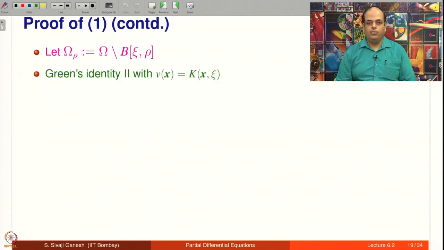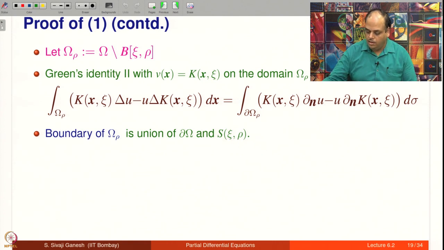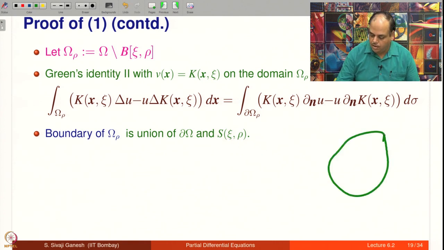Green's identity 2 with v equal to k of x, xi on the domain omega rho reads as this. This is exactly Green's identity 2, I have just put v equal to k and then instead of omega I am doing it on omega rho. Boundary of omega rho is a union of boundary of omega and S xi rho. For example, this is omega.